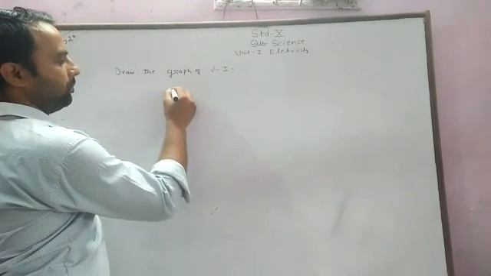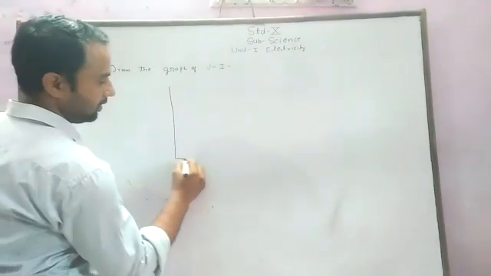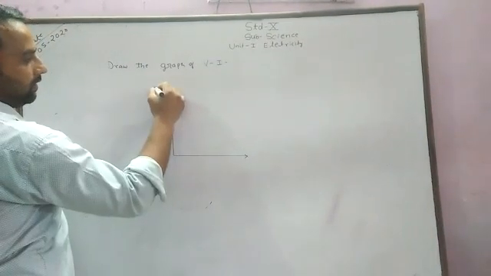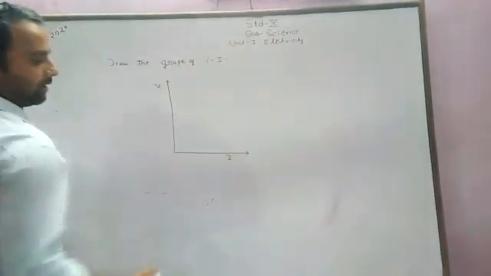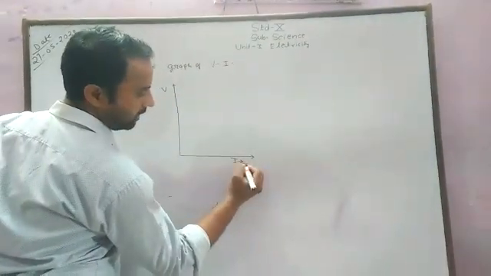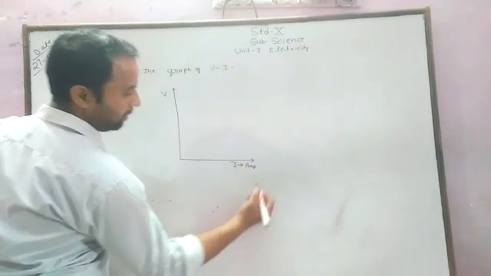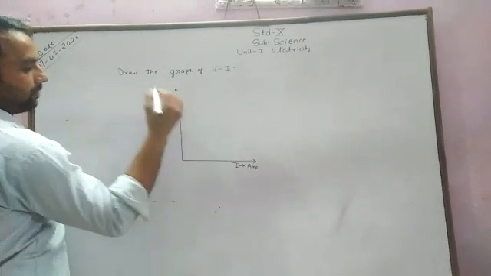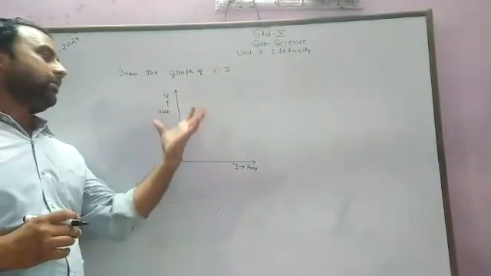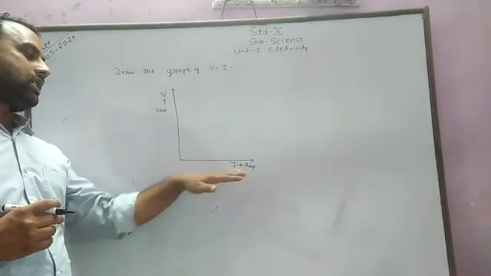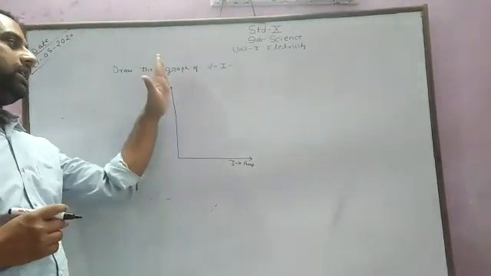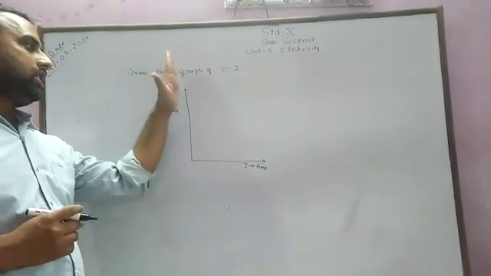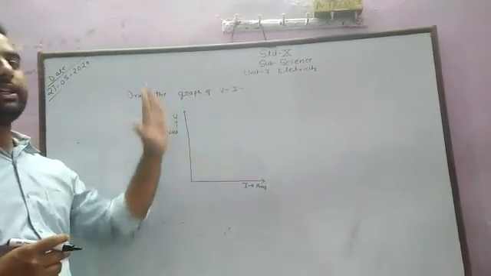So we have to draw a graph of voltage and current. Voltage is written on this axis, and current is taken in ampere, and voltage in volt. We have two axes: this is our x-axis and this is our y-axis. On the x-axis we represent the current, and on the y-axis we represent the voltage.